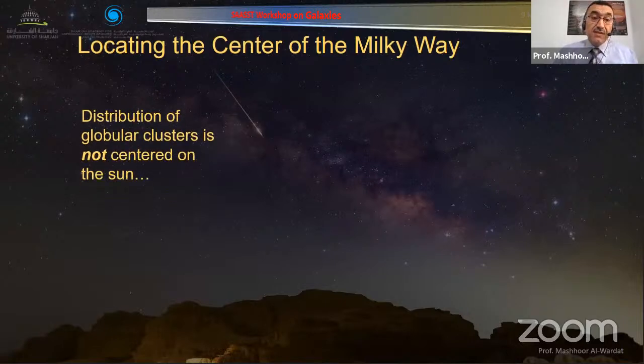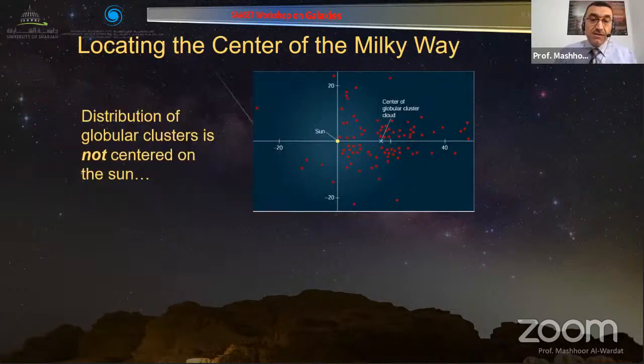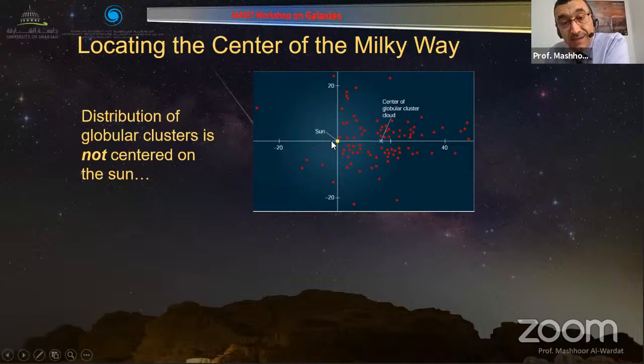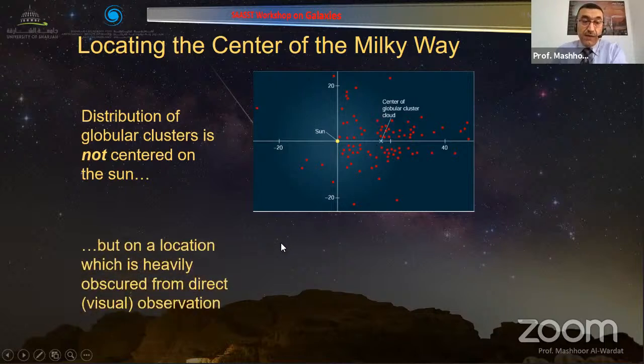The distribution of globular clusters is not centered on the sun. So the sun is not the center of our galaxy. Even the question which was raised about the center of the universe: there is no center for the universe at all. But for our galaxy, we have a center. If we look at this map, this is the sun, and most of the globular clusters are spread around a point here, which is the center of the galaxy.